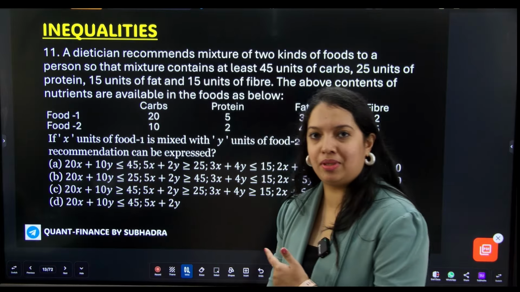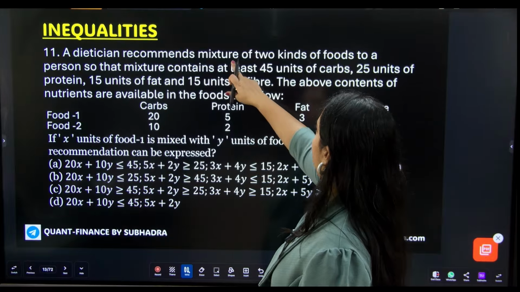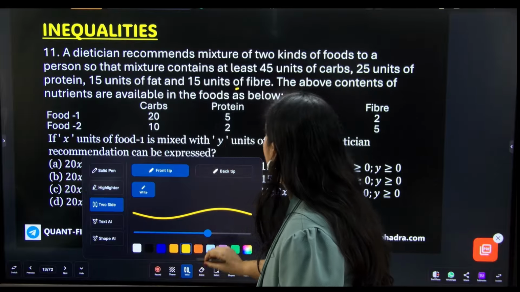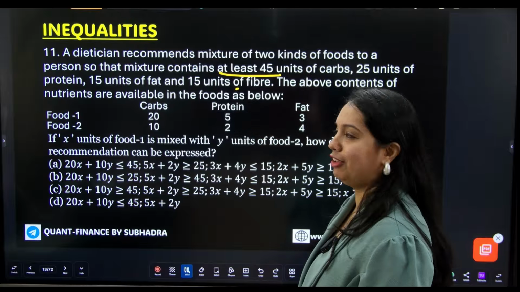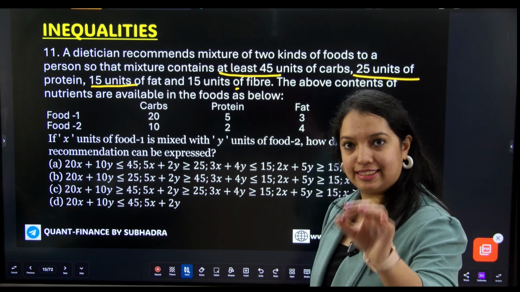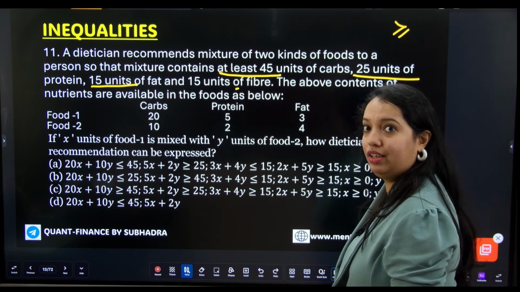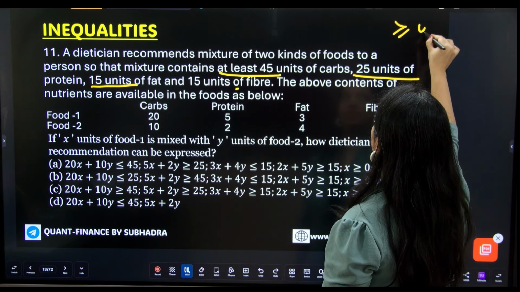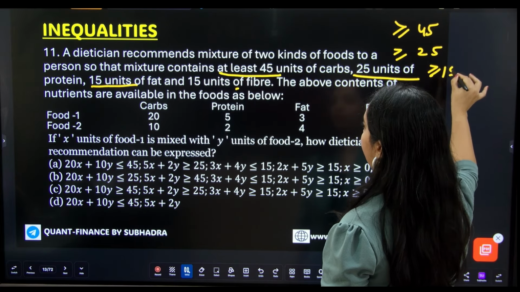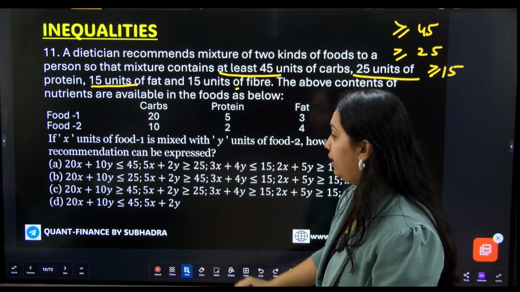Dietitian question. This is from our exercise 3, same from our textbook. A dietitian wishes to mix two types, or three types, of food. The main crux of the problem is the phrase at least 45 units, at least 25 units, at least 15 units. That means in your option, whenever it is at least, I have to use greater than or equal to. So everything will be greater than or equal to 45, 25, and 15. Let's check the options where all three inequalities have to be greater than.